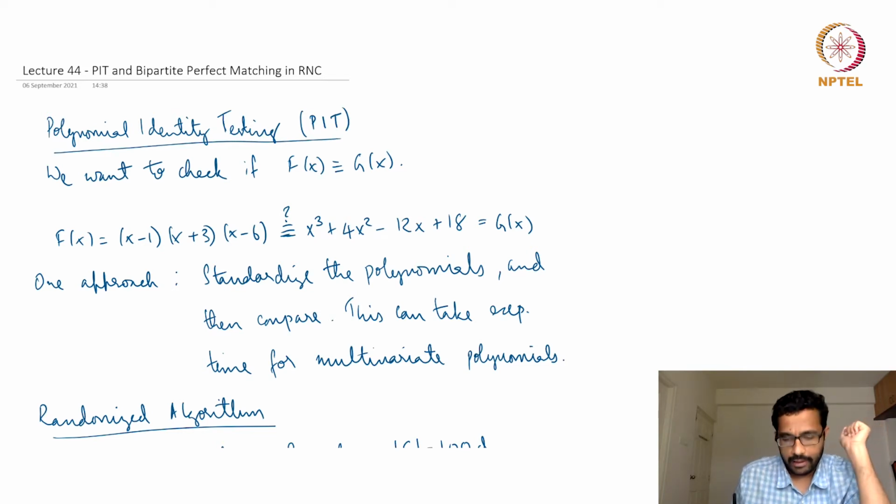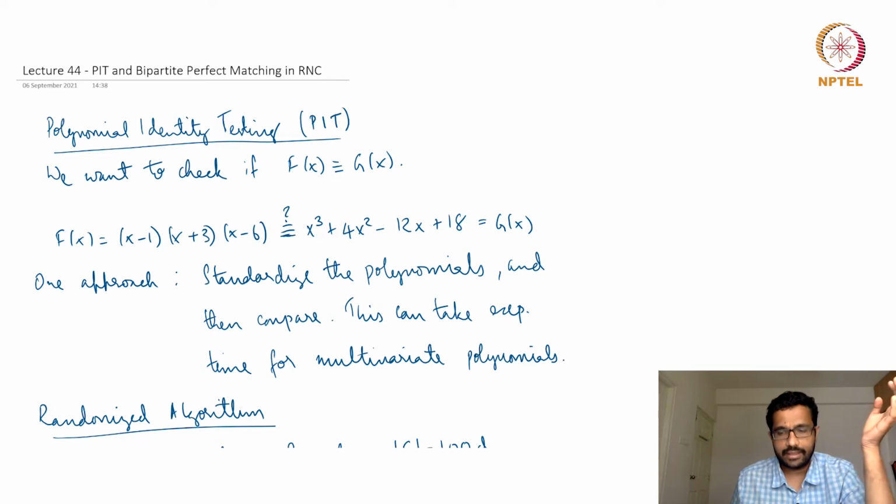So what is polynomial identity testing? We'll see that, and then we will see an application of polynomial identity testing to the problem of determining whether a given bipartite graph has a perfect matching, and that would imply that this problem is in a class called randomized NC.